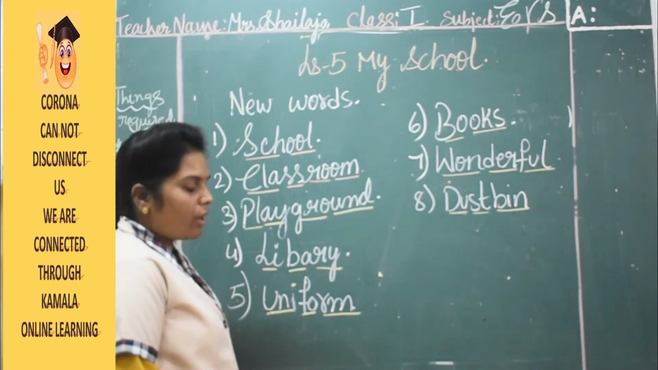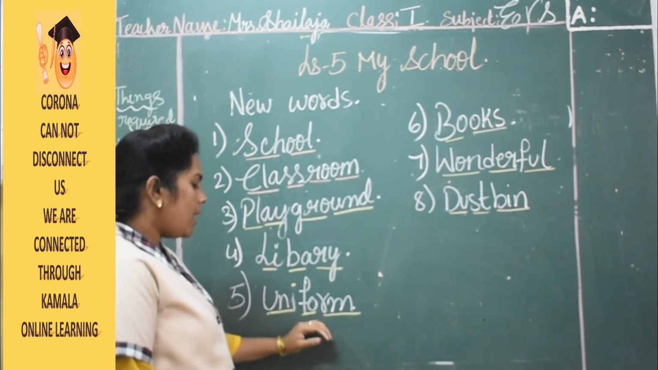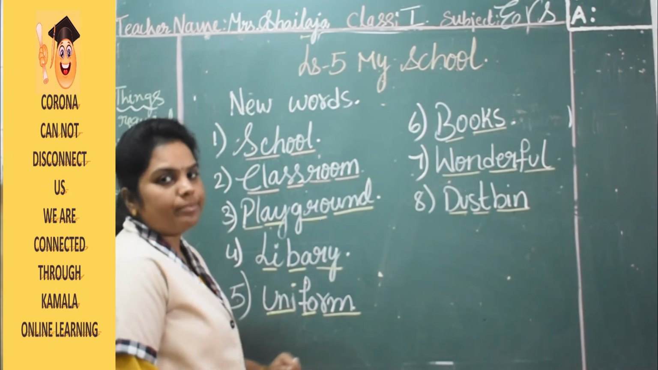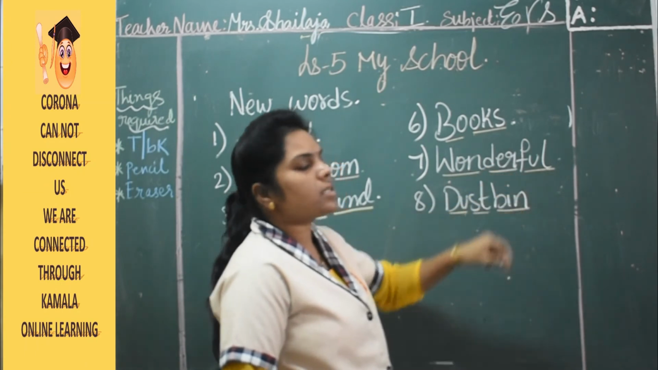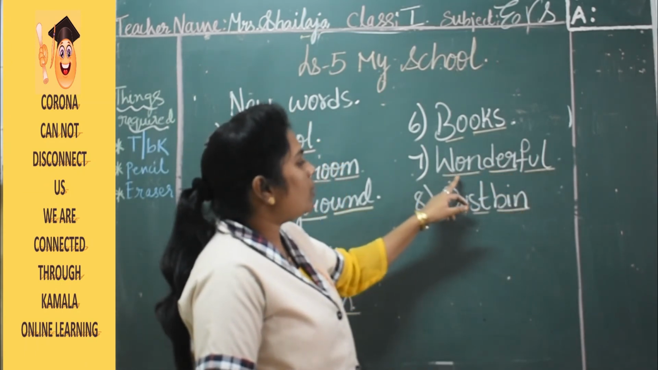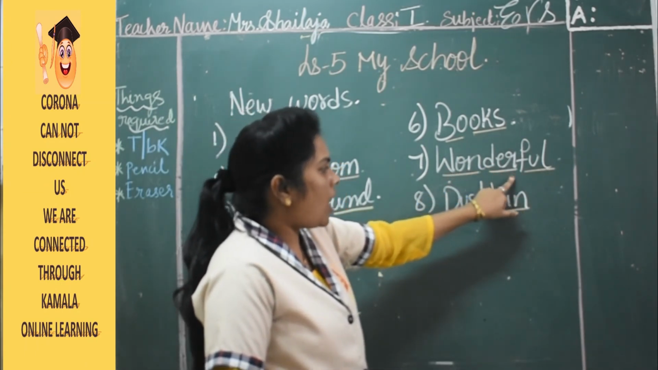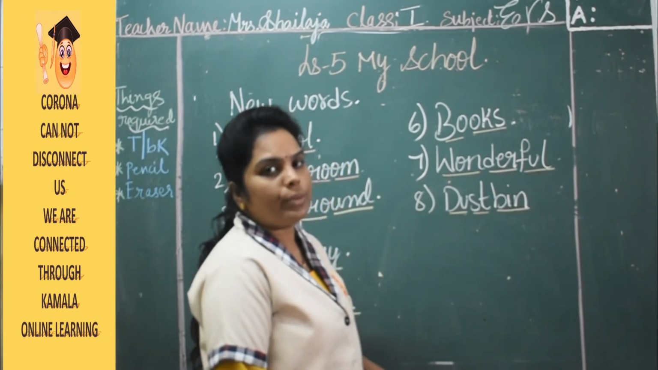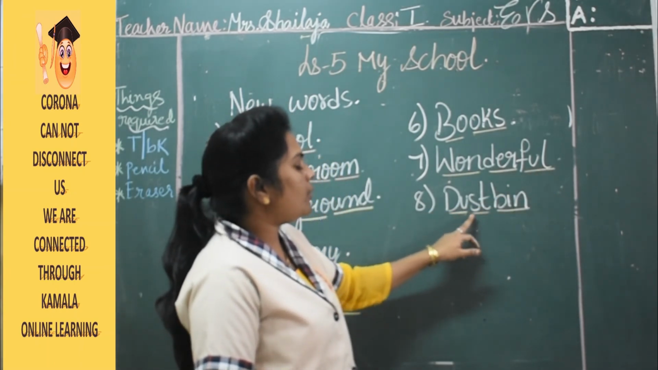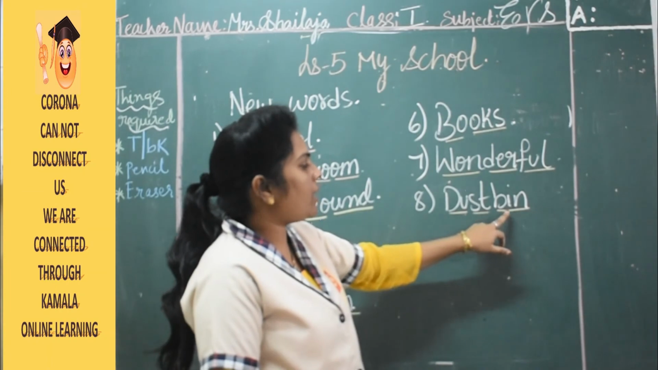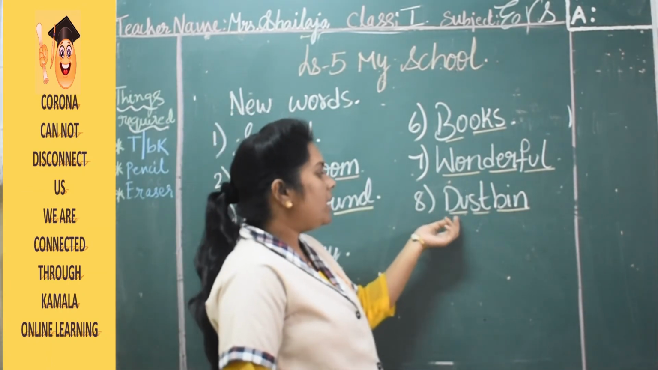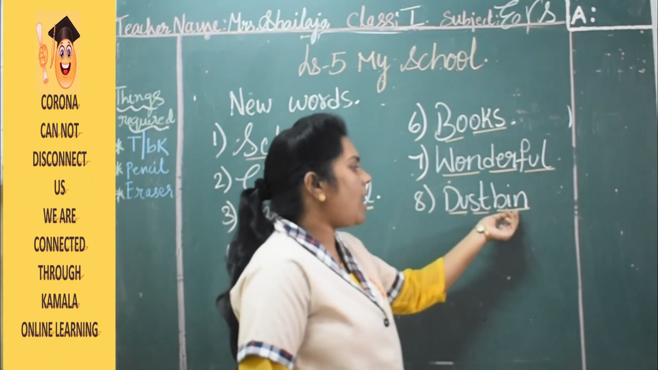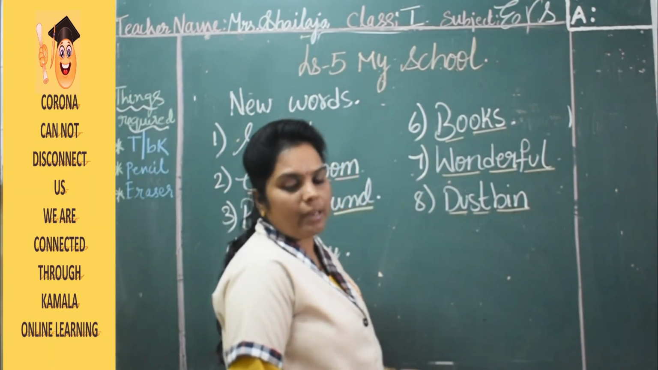U-N-I-F-O-R-M, uniform. B-O-O-K-S, books. W-O-N-D-E-R-F-U-L, wonderful. D-U-S-T, dust. B-I-N, bin. Dustbin. You can read like this also. D-U-S-T, dust. B-I-N, bin. Dustbin. Okay?